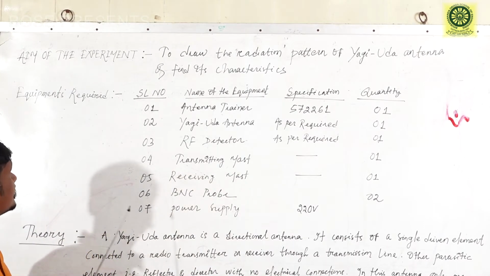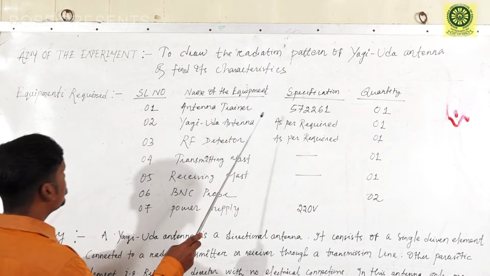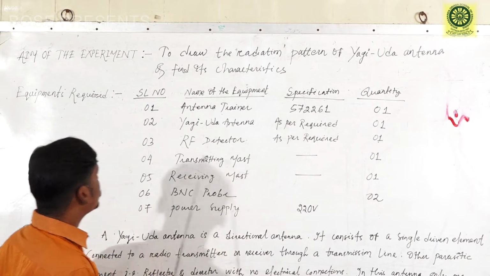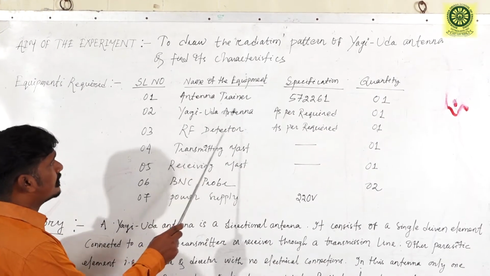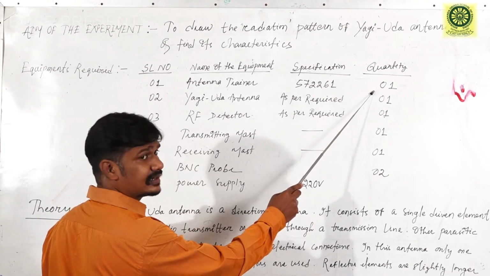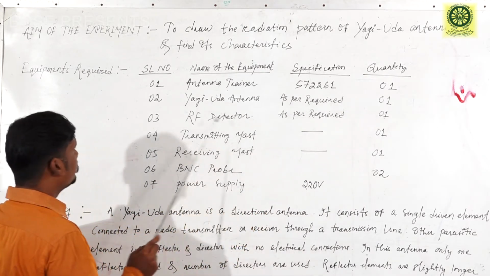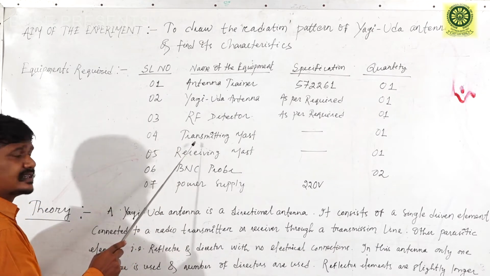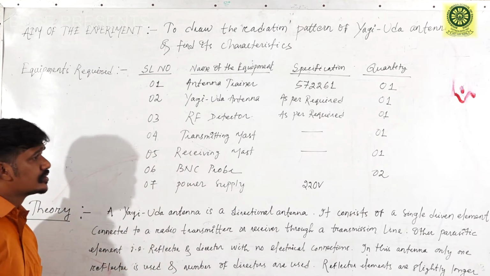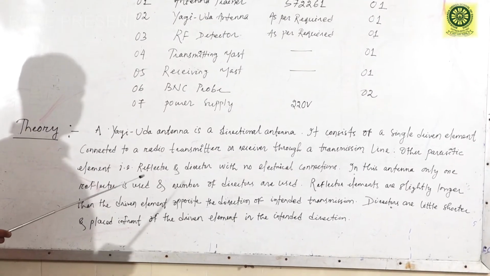So let's see what equipment is required for this experiment. We have 4 columns: serial number, name of the equipment, specification and quantity. In number 1, antenna trainer, whose specification or model number is 572261, quantity required 1. Then Yagi-Uda antenna, quantity 1, RF detector, transmitting mast, receiving mast, BNC probe and power supply of 220 volt. Before proceeding we have to know some theory about the Yagi-Uda antenna.